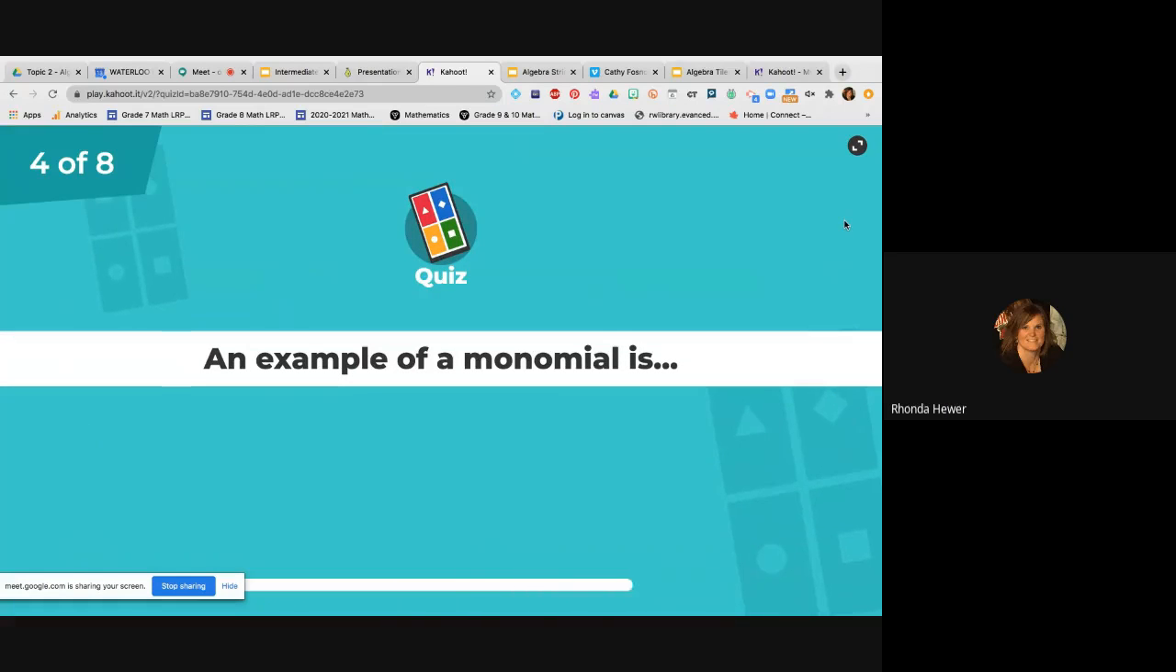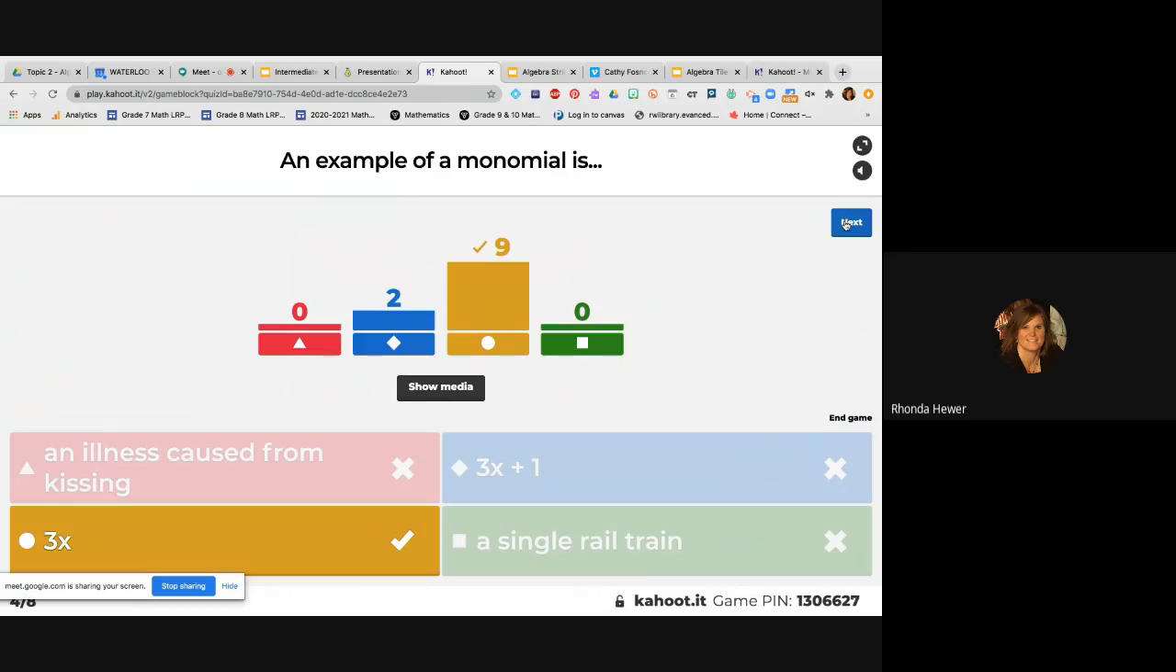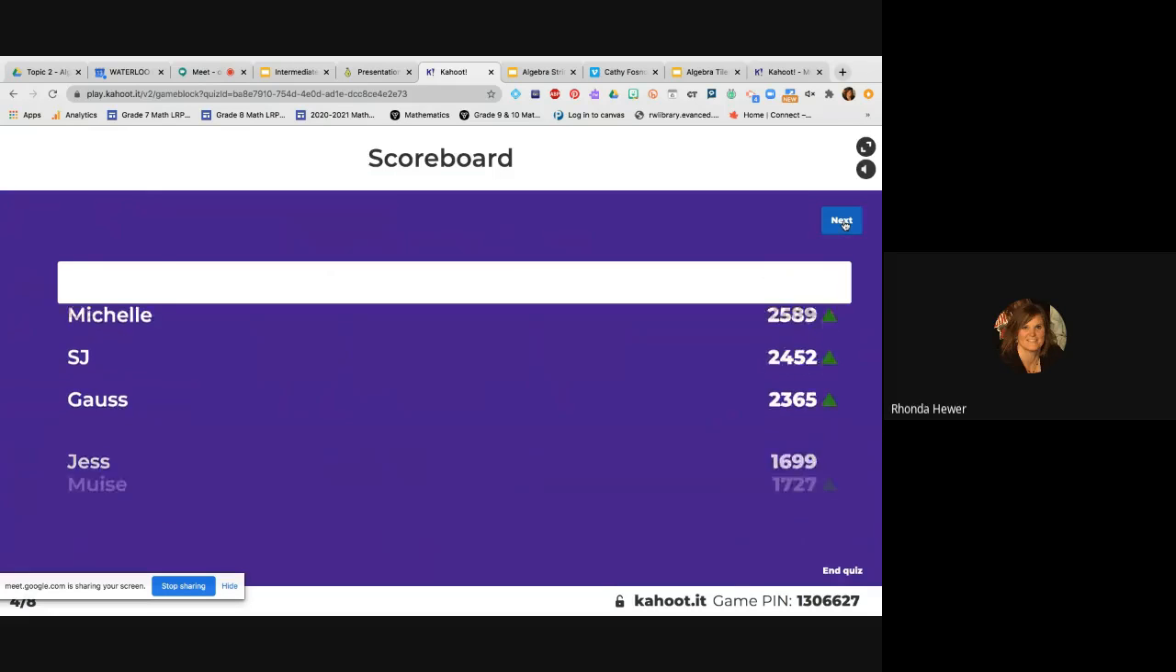Okay. An example of a monomial is? Okay, phew. Nobody chose red or green. A monomial is 1 term. It is an expression that contains 1 term only. Remember, we talked about a term being separated by a plus or minus. So you can think of that as mono. Mono usually means 1. Monomial means 1 term in the expression. And you will see that in the curriculum expectations.